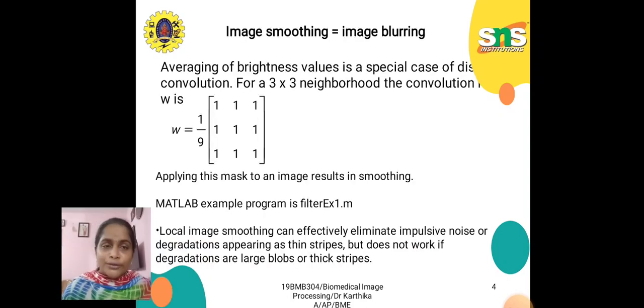Normally, we know that image smoothing is more or less equal to image blurring. Here, averaging of brightness values is a special case of the discrete convolution. For a 3x3 neighborhood, the convolution mask W is equal to 1 by 9 with 1s in the rows and columns. Applying this mask to an image results in smoothing. We have a MATLAB example program which calculates the local image smoothing effectively, and it can eliminate impulsive noise or degradations appearing as thin stripes. But it does not work if degradations are large blobs or thick stripes.